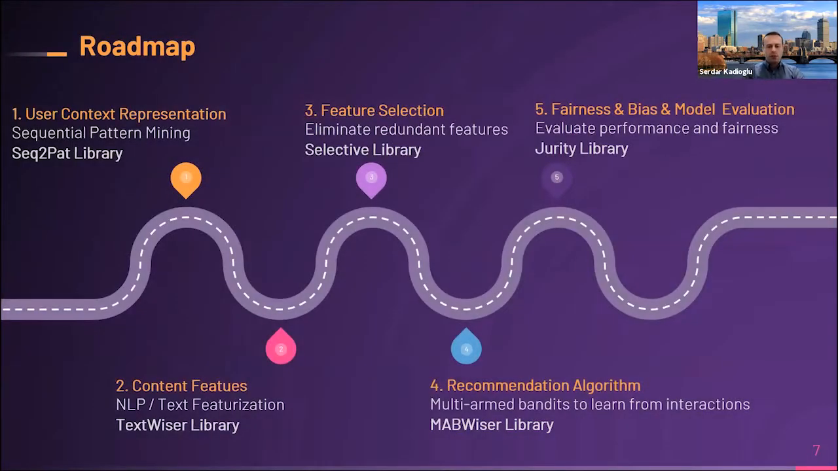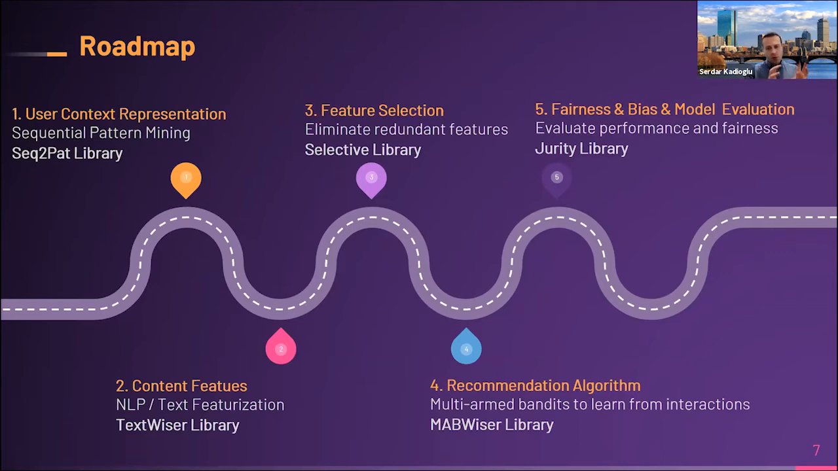Okay, so here is what our roadmap today looks like. We will start by building on context for our user representations. Here we will study pattern mining and the Sequence to Pattern generation library in particular. Then we are going to look at the other side of the coin and how to build content features. This is the movies in our case. And here we are going to turn to natural language processing, NLP, and the TextWiser library.